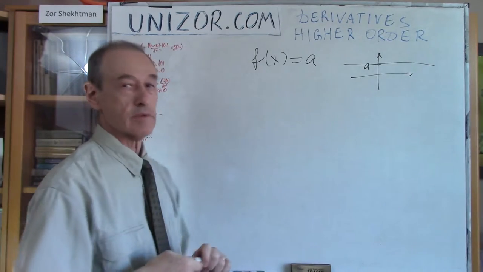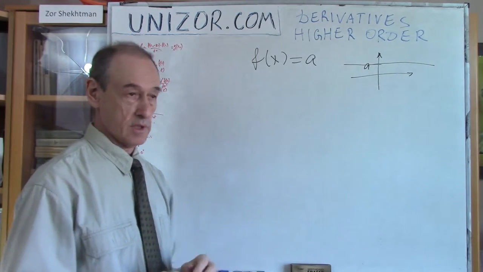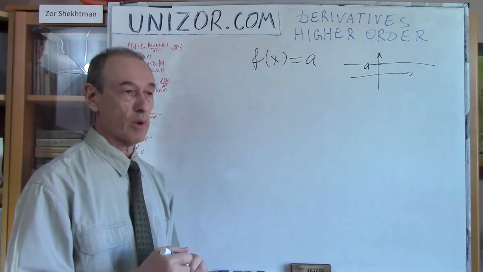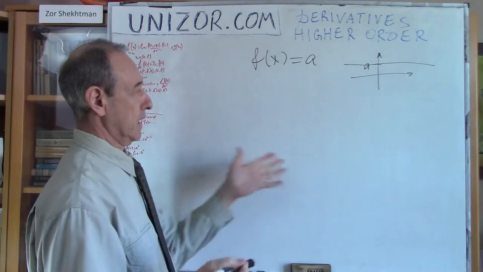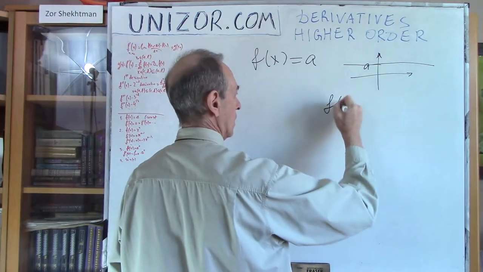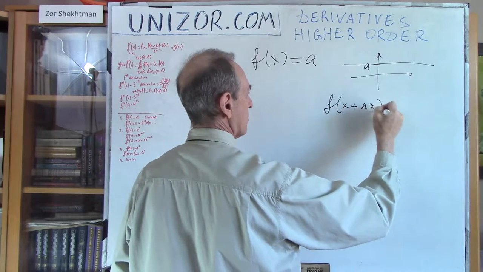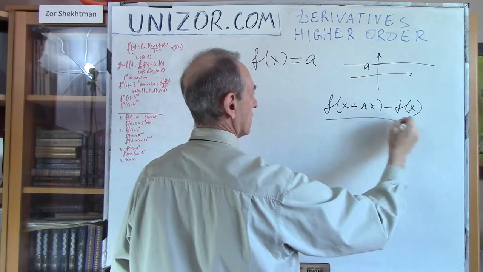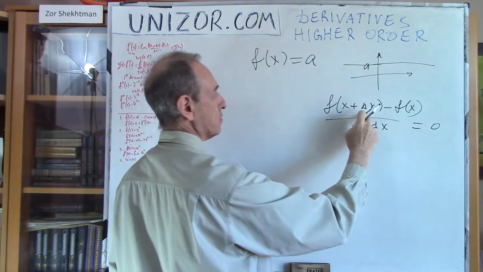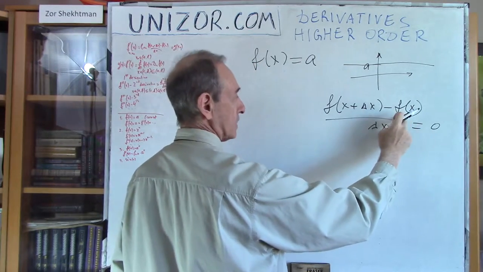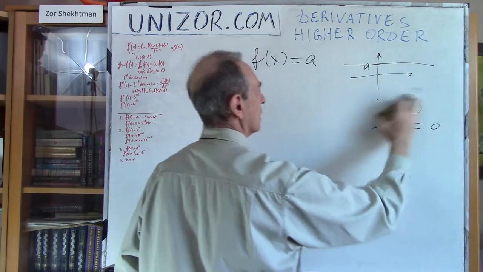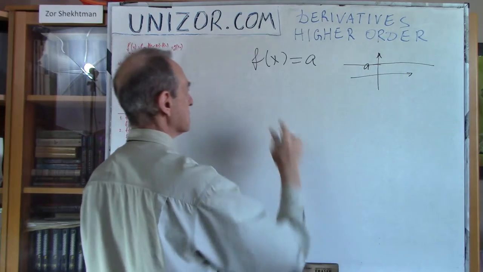Okay, what's the derivative of the constant a? Well, we already spoke about this before, but in any case, by direct calculation, f of x plus delta x minus f at x, divided by delta x, is always equal to 0, because f at x plus delta x is a, and f at x is also a, so it's 0.